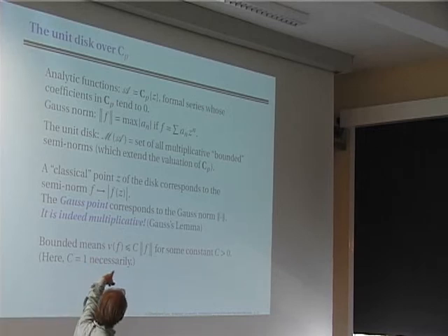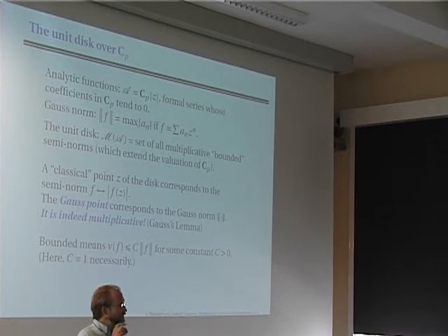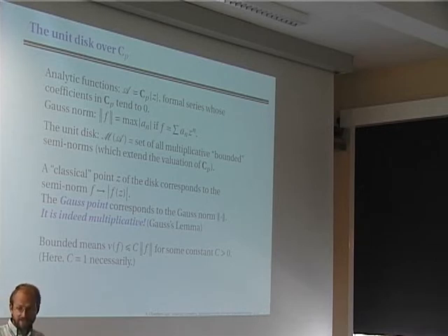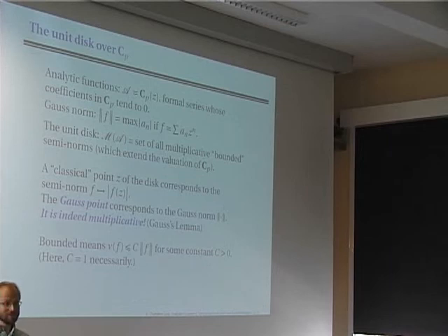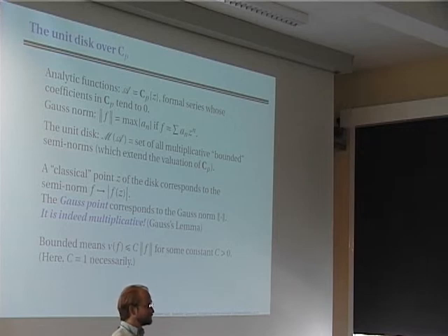So classical points of the disk correspond to the semi-norm f goes to the absolute value of f of z. If you take z in the disk, you can evaluate any function f in A at that point z, and then take the absolute value. It gives you a multiplicative semi-norm. Now you have a new point. You have the Gauss point, because I told you that the Gauss norm is multiplicative, so it gives you a new point of this Berkovich space. And the rest I've said. So at least you have the classical points plus one new point.